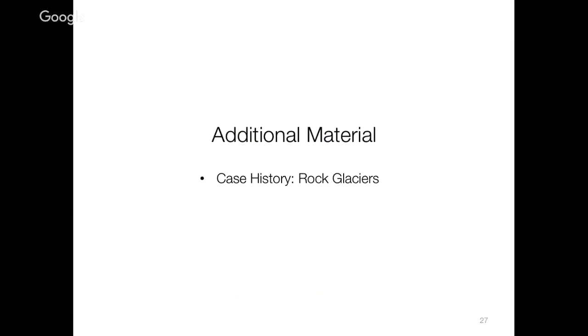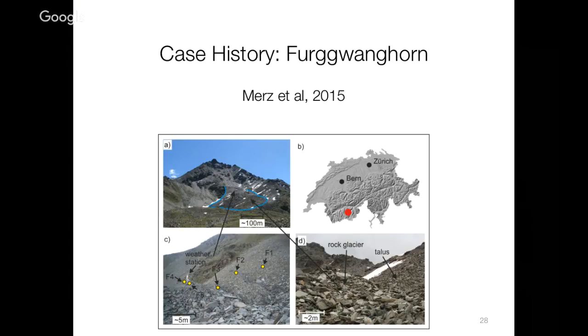We have a case history on rock glaciers. I don't know whether that's particularly germane here. I'll just mention what the case history was and the outcome that was obtained.